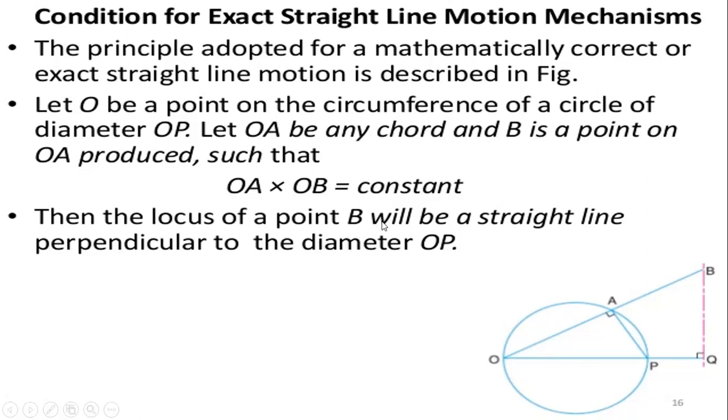Thus the locus of a point B will be a straight line which is perpendicular to the direction OP. So when we show that OA into OB is equal to a constant, then the locus of the extended point comes as a straight line, which is perpendicular to the line OP. In the direction perpendicular to the line OP, a straight line is formed. So that is the motion carried.